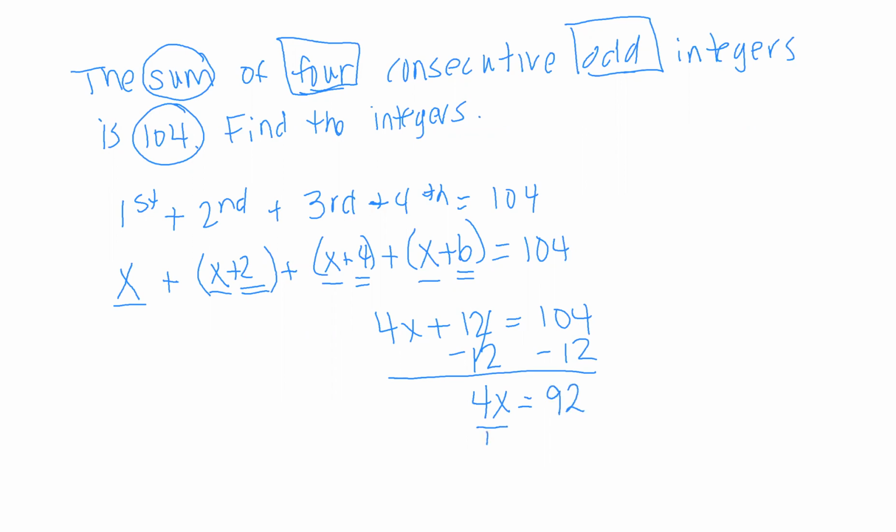I would divide everything by 4. And let's see, 92 divided by 4 is 23. So we would say x equals 23. Now, you always want to check your work.